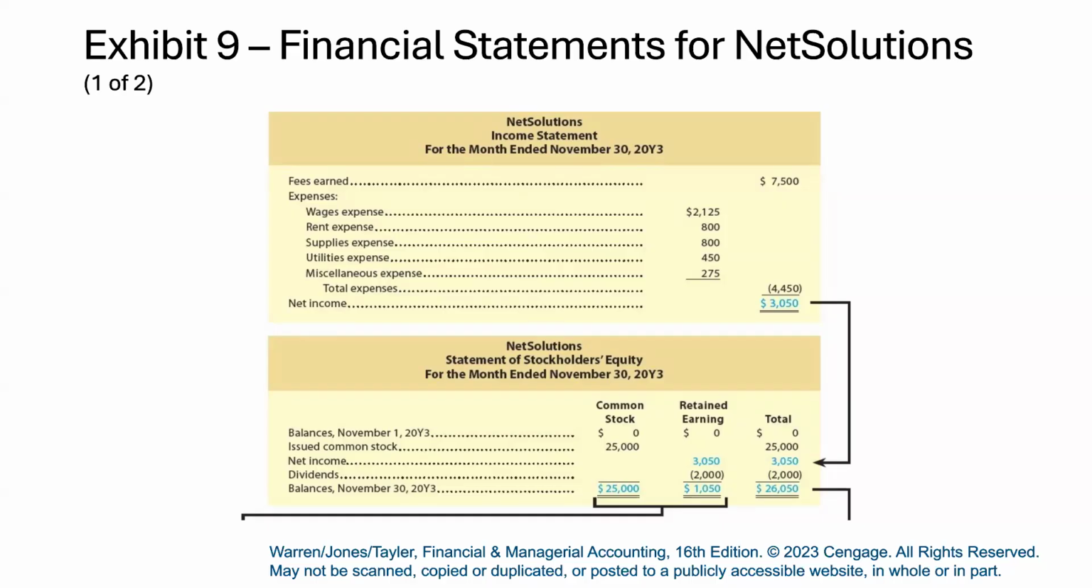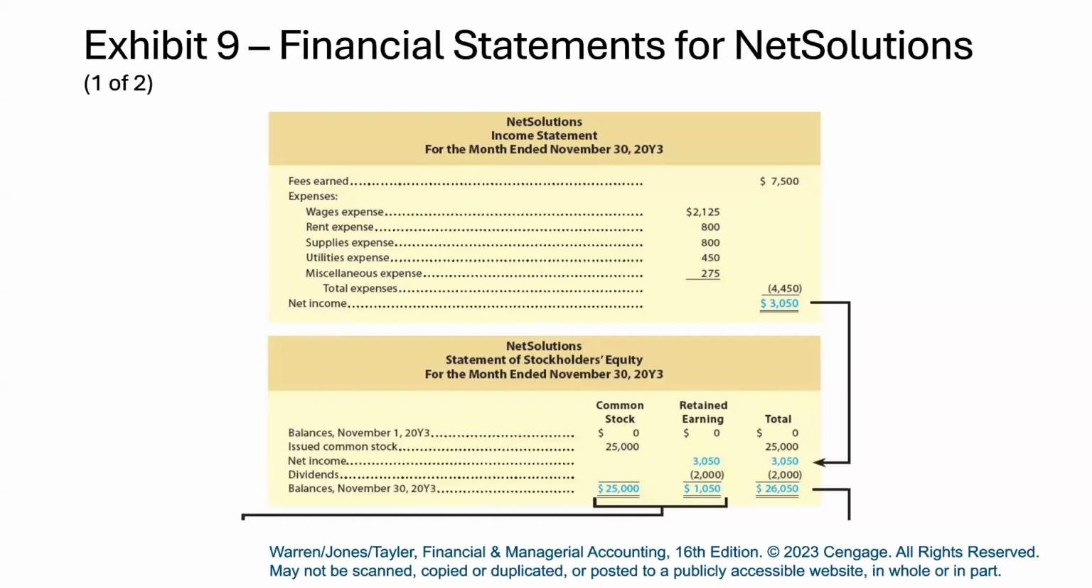Our net income. These little arrows are a little confusing, but what they're showing us is there's this interconnectedness between the statements. So the second statement here is the statement of stockholders' equity. The first line always shows the balances at the beginning of a certain time period. So this is the balances at November 1st of 2023. And then the last line always shows the balances at the end of that time period.